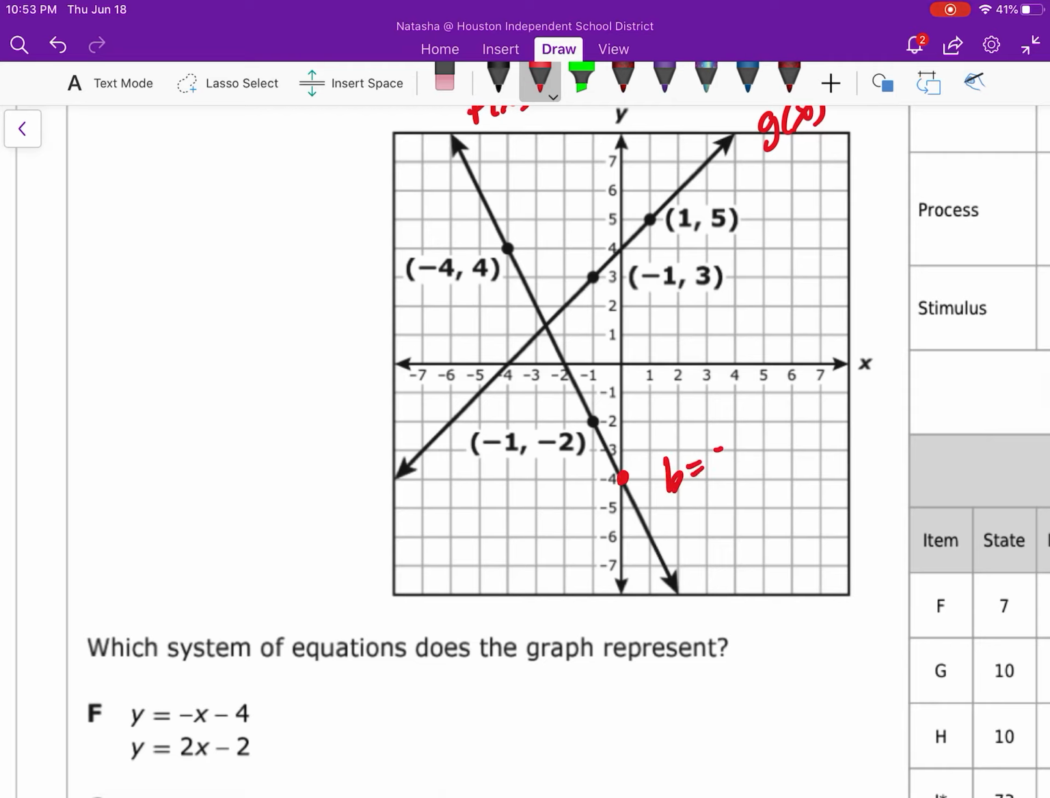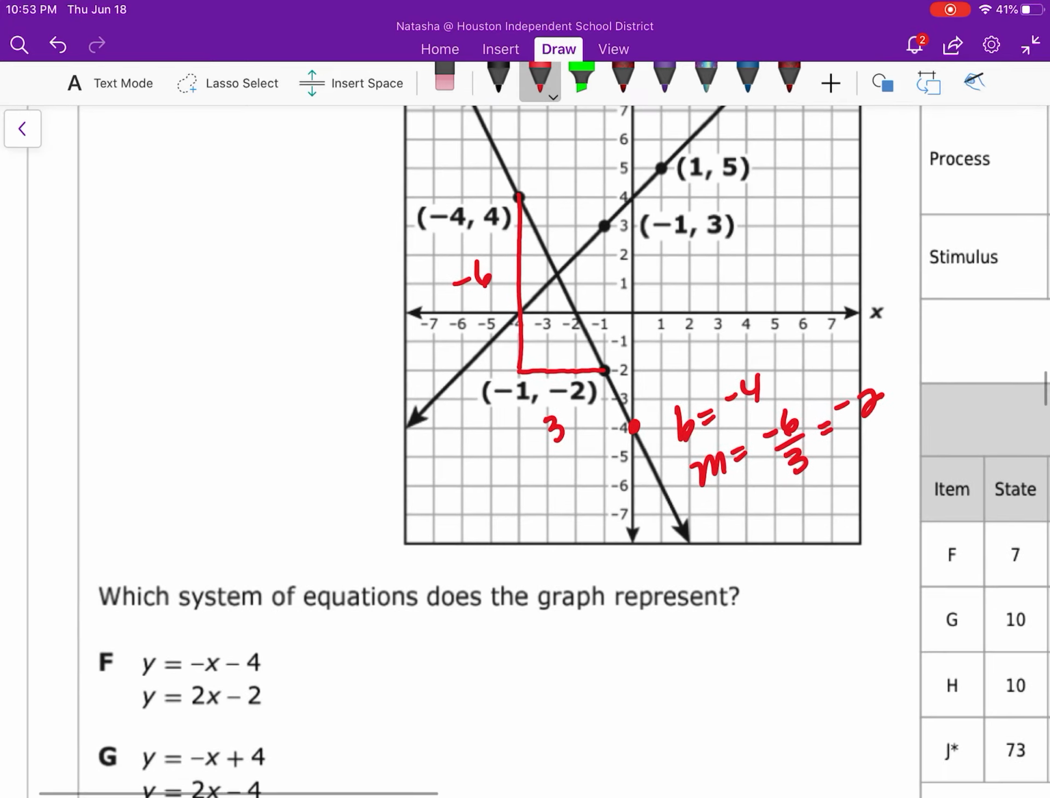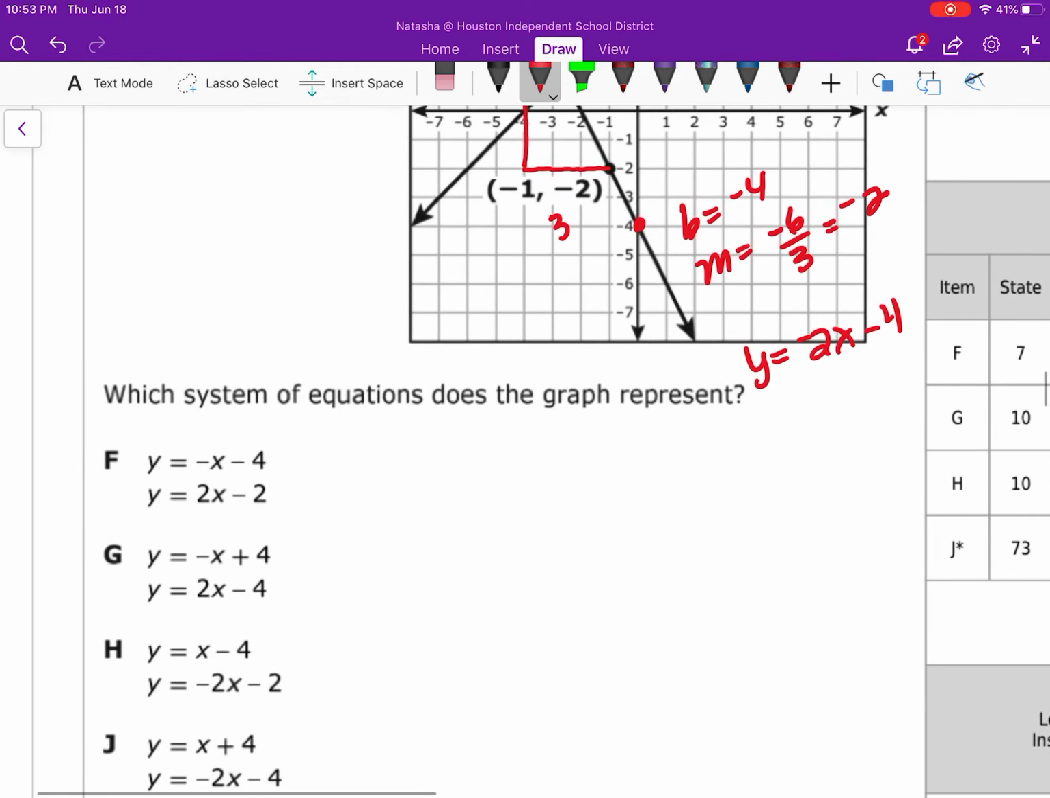F of x has a y-intercept of -4 and has a slope of, let's see, I'm going to go down 1, 2, 3, 4, 5, 6. So -6 and a run of 1, 2, 3. So that's going to be -6 over 3, which gives me -2. So our equation for that is going to be y is equal to -2x minus 4.